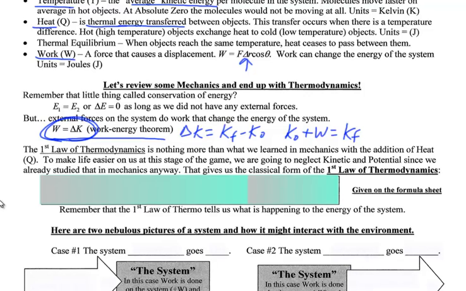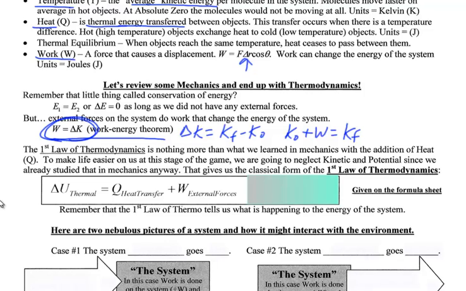Okay, the first law of thermodynamics says it is nothing more than what we've learned in mechanics, with the addition of heat. To make life easier on us at this stage, we're going to neglect kinetic and potential energies, because you're really not going to see that when we're talking about energy or thermodynamics in this situation. We're usually going to be talking about gases that are expanding or being compressed, changing temperature, things like that. So, the first law of thermodynamics, right?